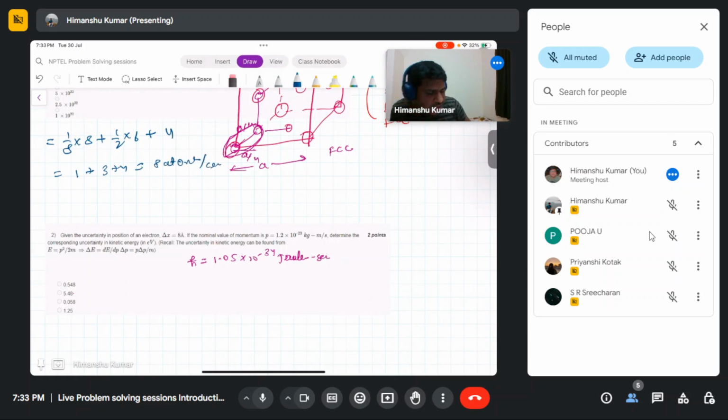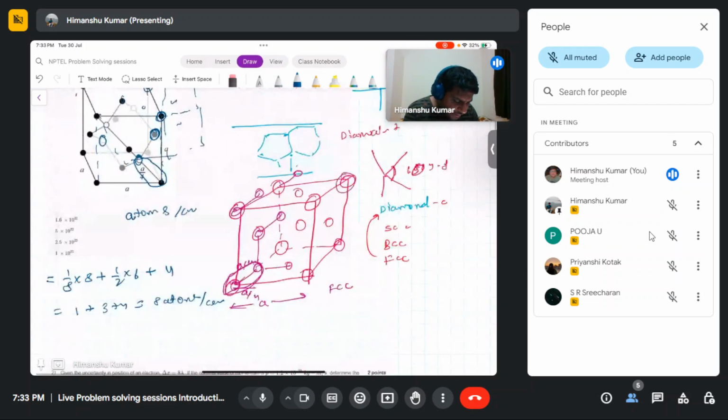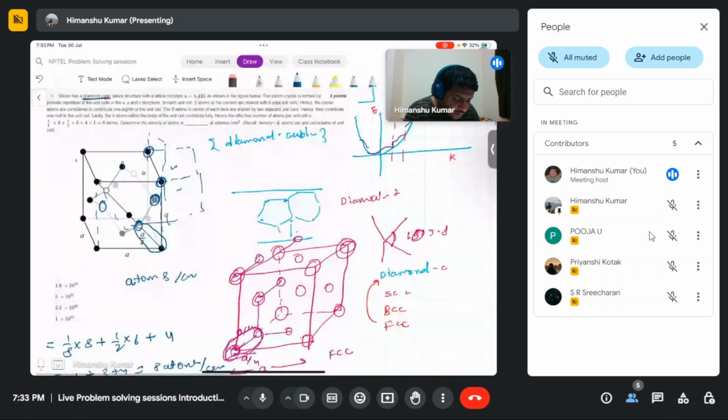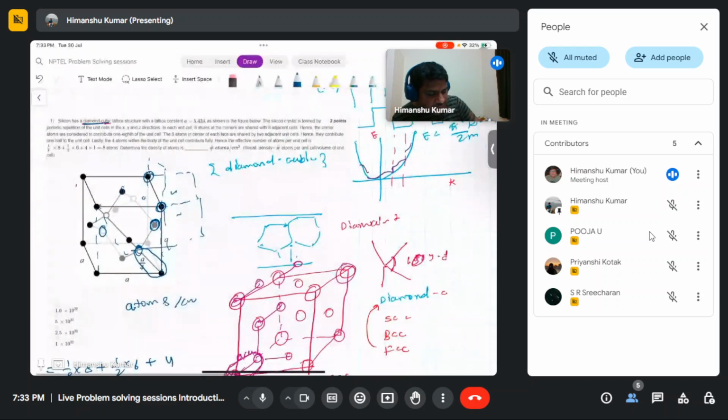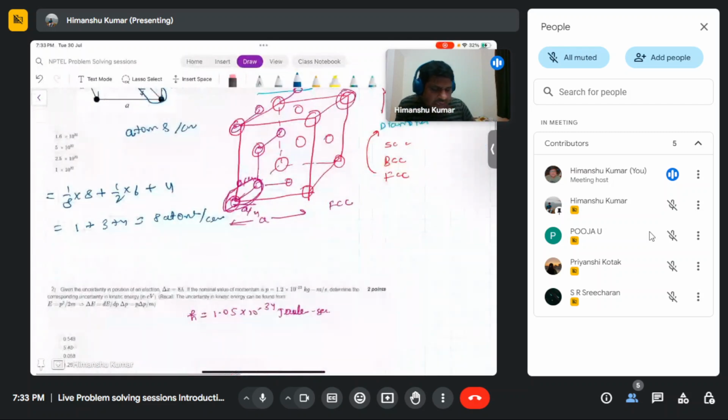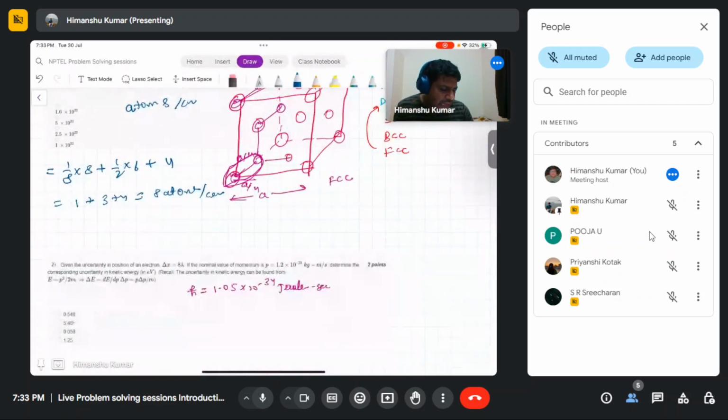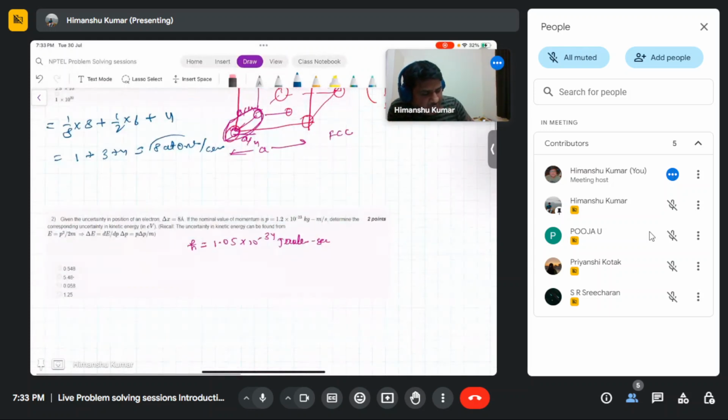So we know the lattice constant. The lattice constant is given, so we can calculate the volume of this cell. And if we calculate the volume of this cell, then we can calculate the density of atoms. This has 8 atoms per unit cell. If we divide by the volume of this cell, we get how many atoms per unit cell volume there are.